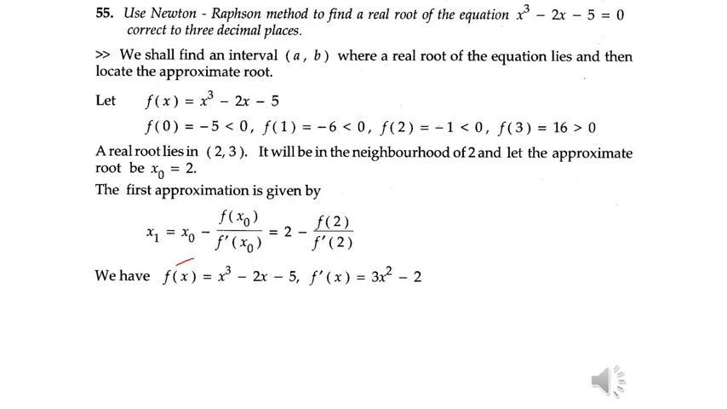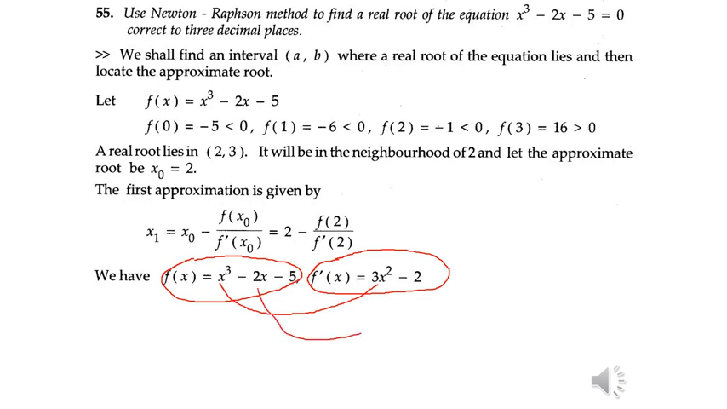So this is our f of x as given in the question. How do we find f dash? Yes, differentiate f with respect to x. What is the differentiation of x cube? 3x square. What is the differentiation of minus 2x? It is minus 2. And the differentiation of 5 will be 0. That is not shown here. We got f dash of x also.